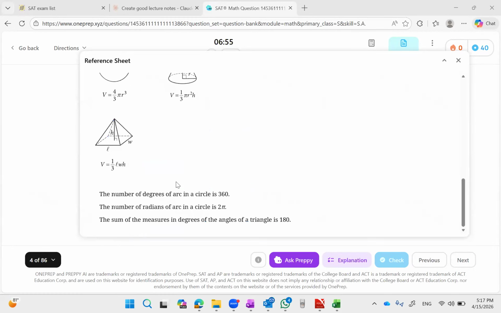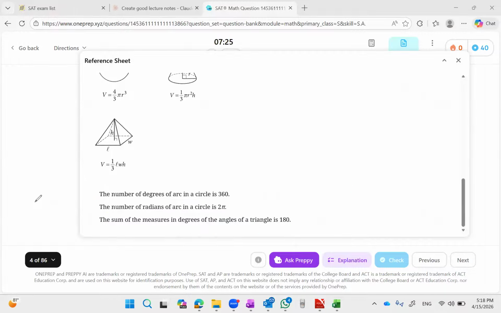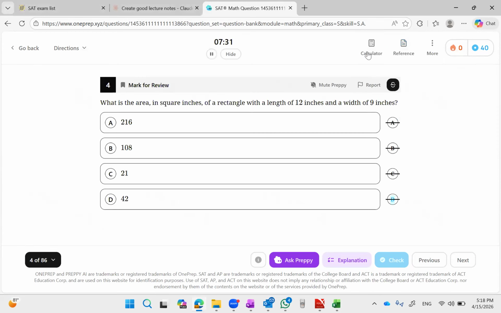And if you scroll down, you will find three more pieces of information. The first one is that the number of degrees in a circle is 360. That the radian is equivalent to 2 pi. We know from this that pi is equivalent to 180 degrees if I have a radian and degree measure. And of course, all the students know that the sum of the interior angles of a triangle is 180. This is a quick review of the reference, the one that we can have when we are in the exam.